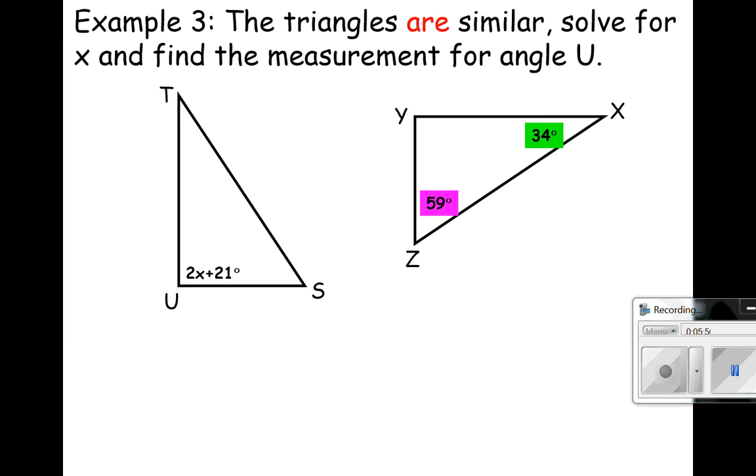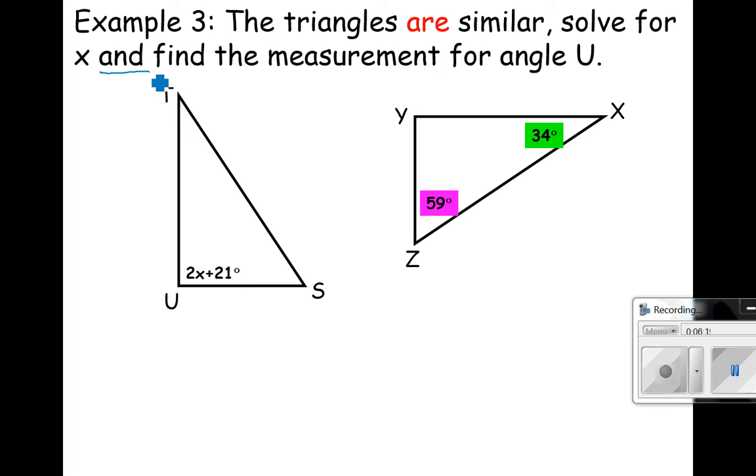Let's look at example 3. This one's asking for something different. The triangles are similar. It's telling us ahead of time that they are similar. We have to solve for x and find the measurement for angle U. So we're going to have two answers to determine to finalize this question.